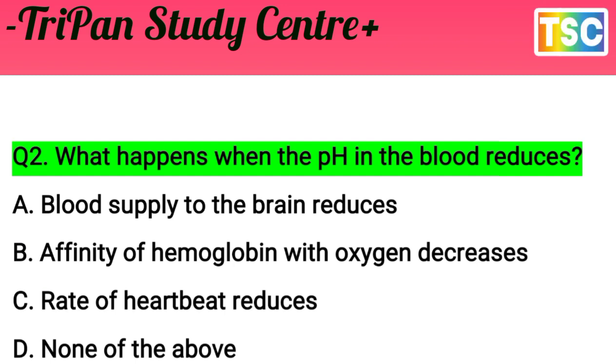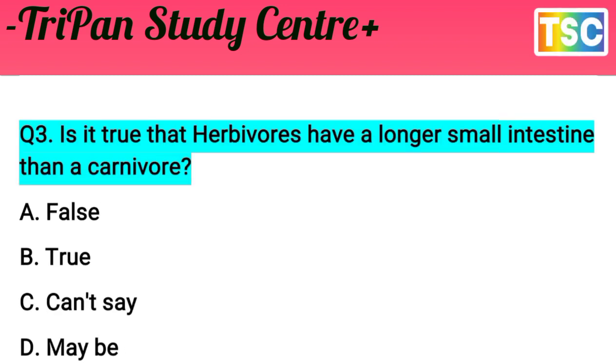So what happens when the pH of blood reduces? The direct answer is that the affinity of hemoglobin for oxygen decreases. That's an important question. Let's see the next question on your screen.